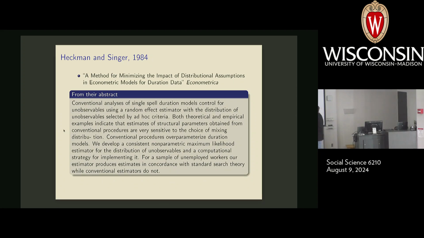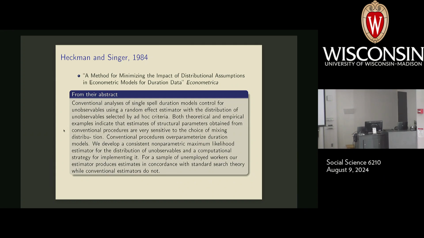This is a pretty famous paper, and that's the title. They were focusing in 1984 on estimating hazard models, like duration of unemployment and so on. They were very early to appreciate, along with others before them, that you have to have unobserved heterogeneity in these models, or else you can get spurious duration dependence.